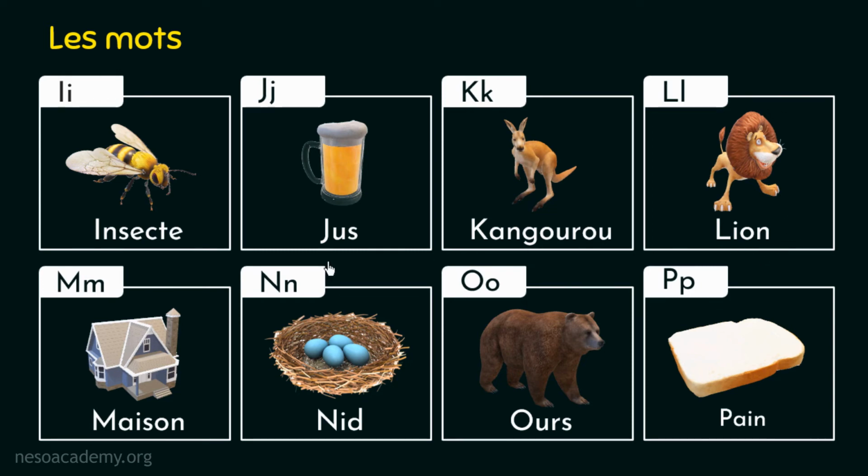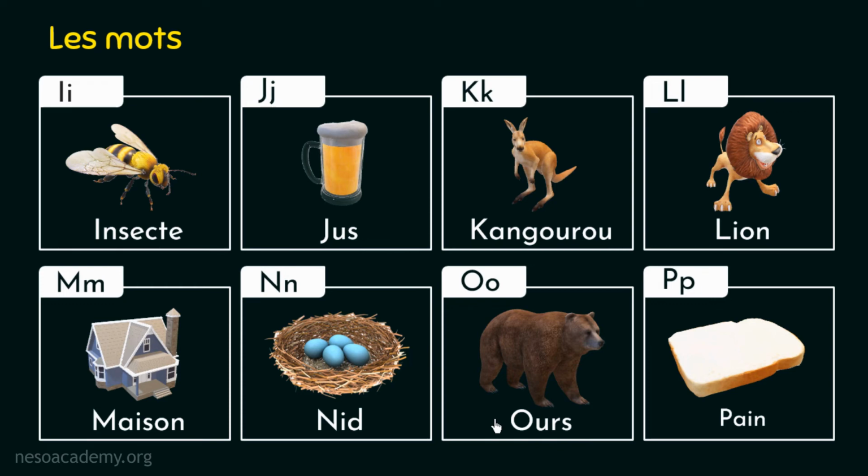Now have a look at the 13th alphabet, that is M, and the French word associated with this alphabet is called as maison. Maison is a house. Now have a look at the 14th alphabet, that is N, and the French word associated with this alphabet is pronounced as ni. Alright? Ni means nest.